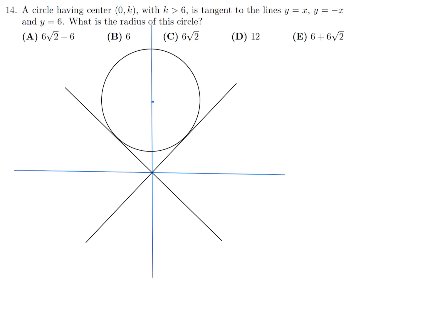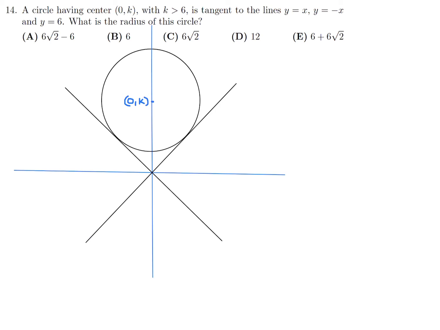All right, not perfectly drawn to scale, but that's okay. I think you will get the hang of it. And that's what diagrams are really for. They're just sort of to help you understand the question. So we got this circle, and it's got this center here at (0, k). So this is (0, k), that dot right there. And then k is greater than 6, okay, fine.